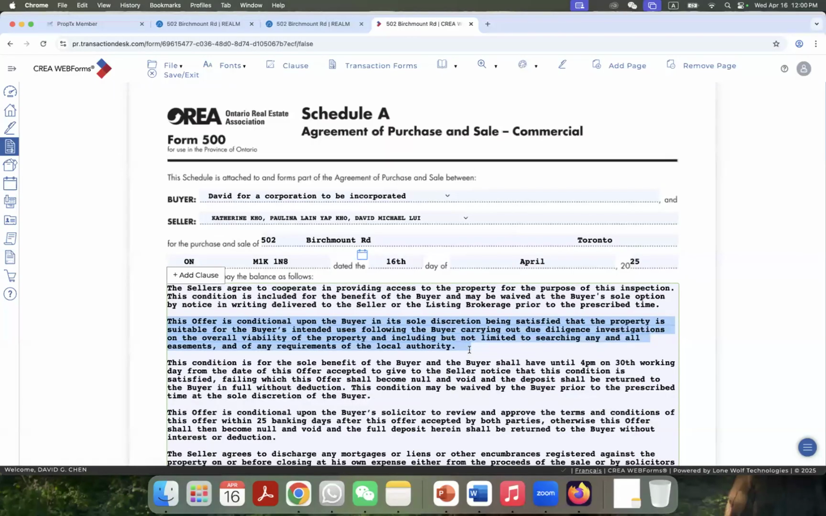Go to city hall, to the permit department, and say, hey, I'm looking at this property and want to change the existing use. I want to open a restaurant or coffee shop a month or two after closing or whatever. So make sure it's really allowed by the city. If it's not allowed, not permitted, what's the point of buying this property, right? So that's another important condition, okay? And again, one more condition here.